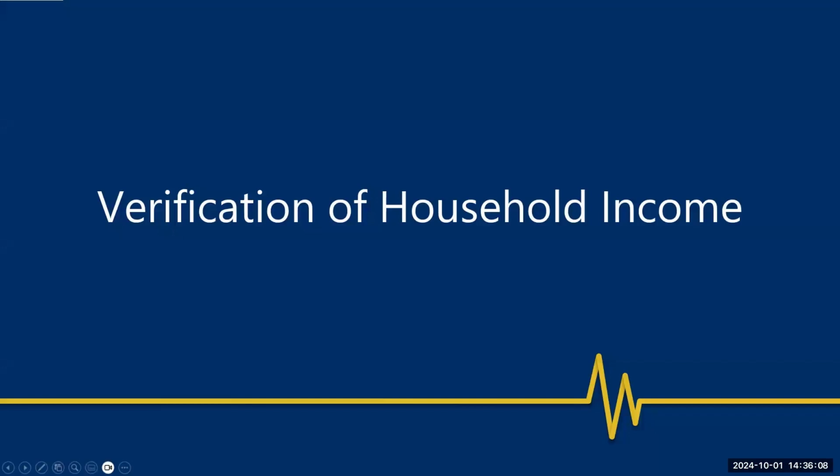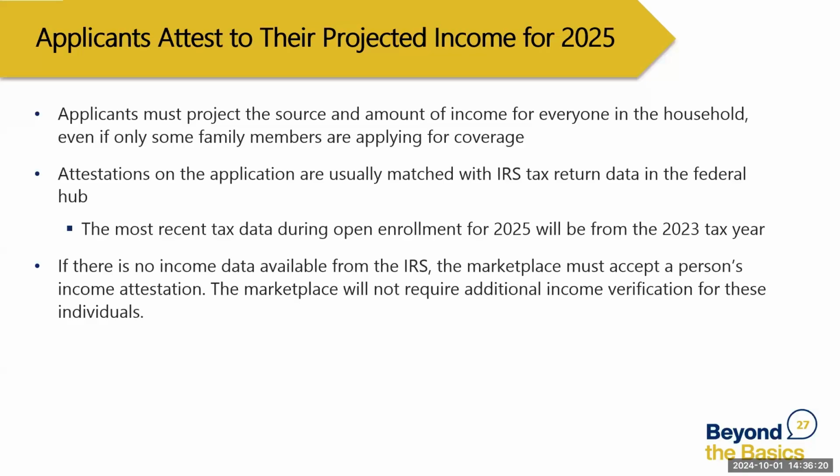Great. Thank you so much, Shelby. So now I'm going to talk a little bit about income verification, because that's another area where we commonly see data matching issues. As you know, applicants attest to their expected income for the coming year when they apply for coverage during open enrollment. So this year, people will attest to their expected income for 2025.